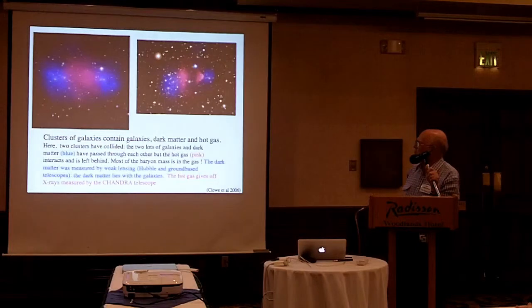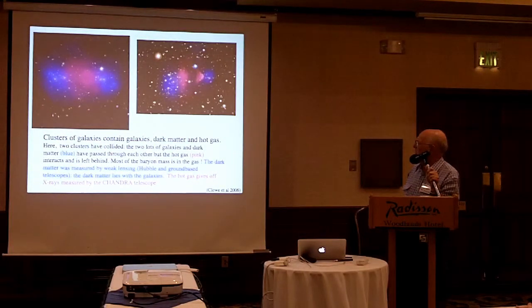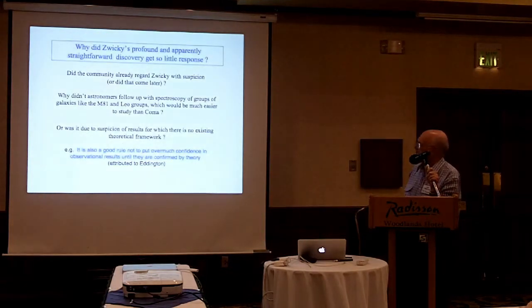I'll just take a moment to show you some pictures that are probably pretty familiar. These are two examples of clusters which are moving. There are two clusters involved in each case. They're moving in the plane of the screen. They had an encounter, and what you can see in blue is the dark matter, which is associated with the galaxies, and that dark matter is mapped out by weak lensing. And then you can see in red the hot gas, which is seen in X-rays and measured by the Chandra telescope. So you can really see where the dark matter lies.